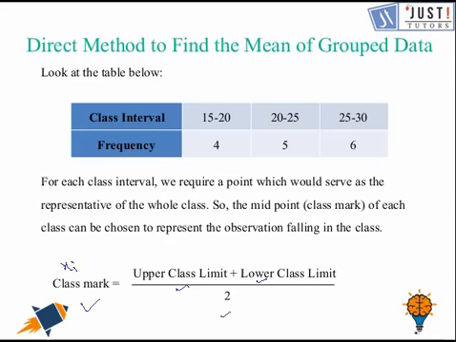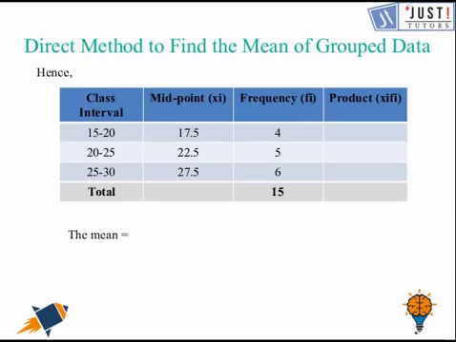Let's try to solve an example on it. Let's say we need to find the mean of this table given here. If this is the class interval, then we need to find the midpoints of all of these, that is upper limit plus lower limit divided by 2. For 15 to 20 we do 15 plus 20 divided by 2, and that's going to be 17.5. Likewise we can find the midpoint of all of them, which has already been done here. For the second row it's going to be 22.5, and for the last one it would be 27.5.